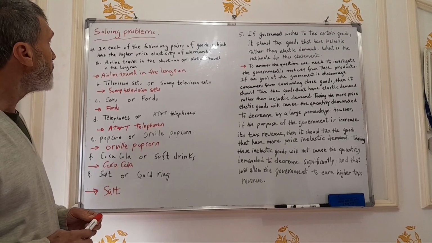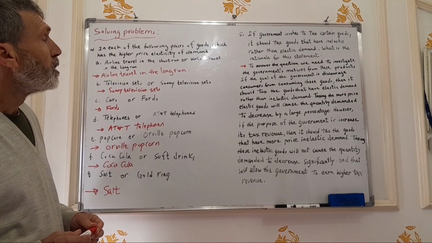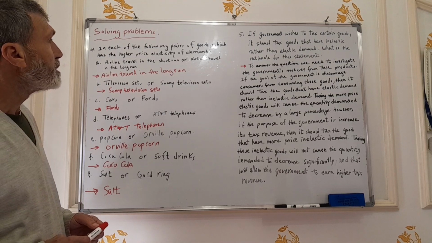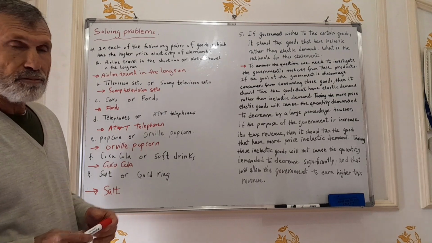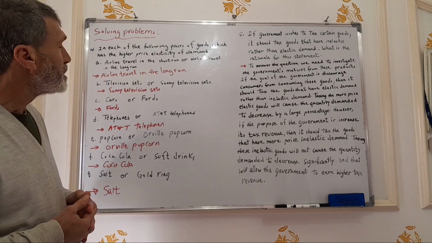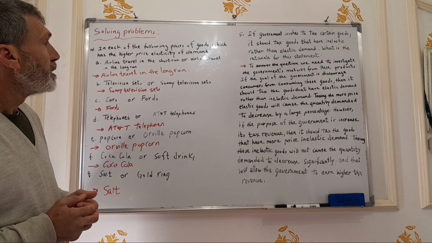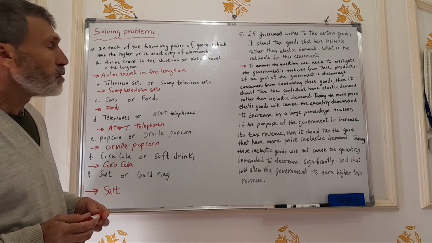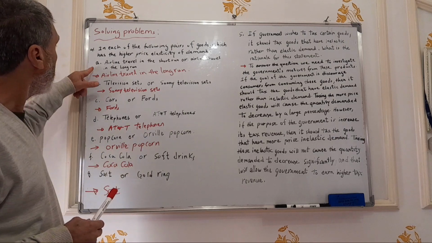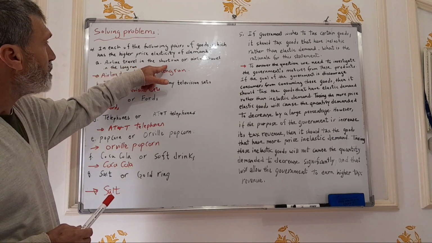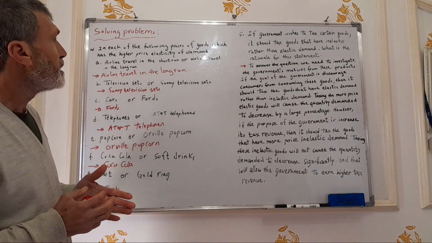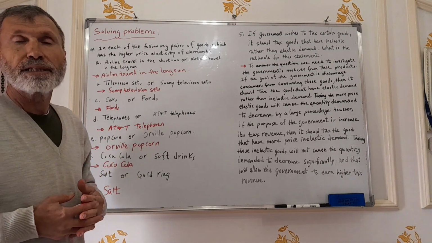Okay, question number 4. Of course, it says in each of the following pairs of goods, which has the higher price elasticity of demand. We have here a few goods and services. We're going to determine which one has higher price elasticity of demand. Airline travel in the short run or airline travel in the long run. Which one has higher price elasticity of demand?